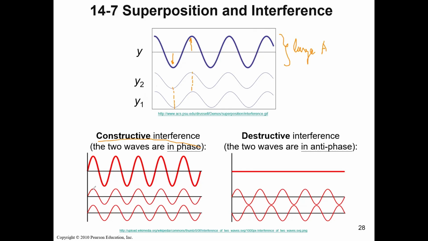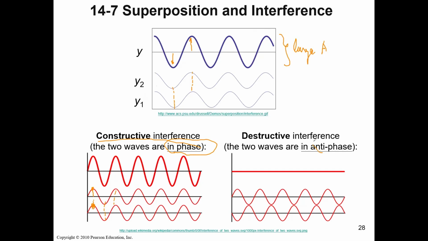So you can look at this graph, all the peaks are aligned to peaks, valleys aligned to valleys. We can also say that those two waves are in phase. In phase means that the peaks are at the same position. So they're in phase.